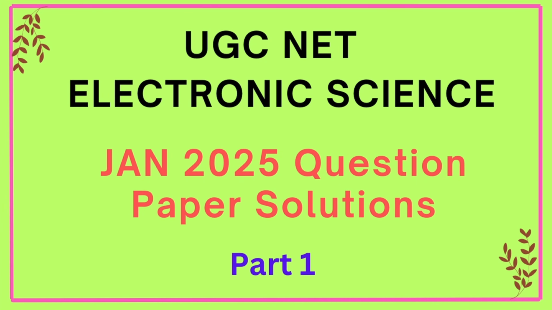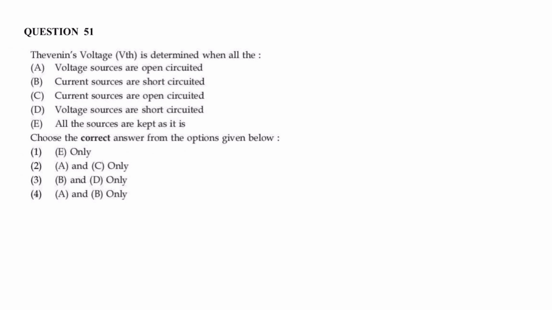UGC NET Electronic Science January 2025 question paper solutions part 1, that is from question number 51 to question number 75. First question: Thevenin's voltage is determined when all different options are given.